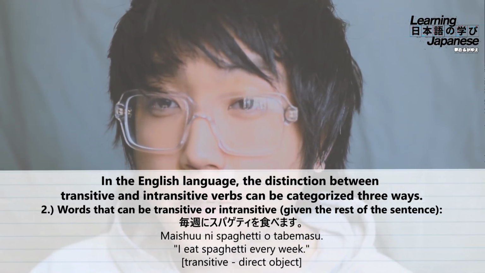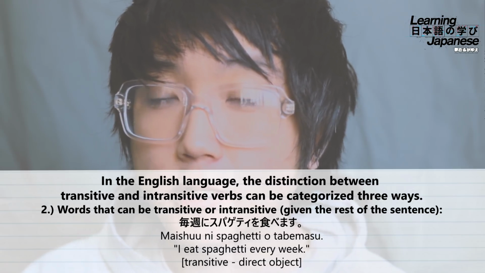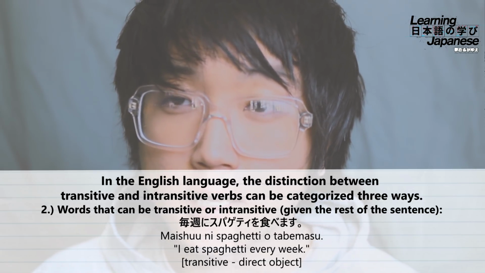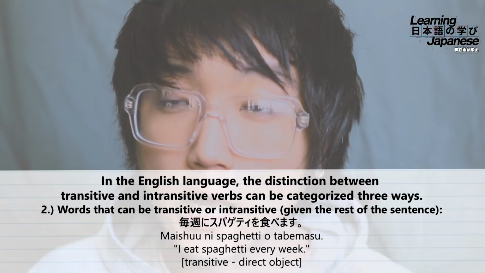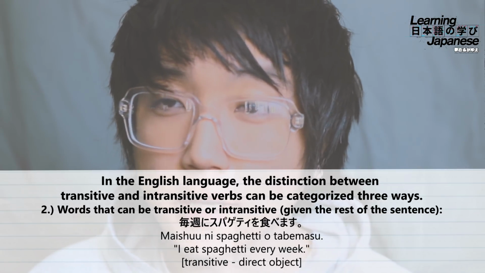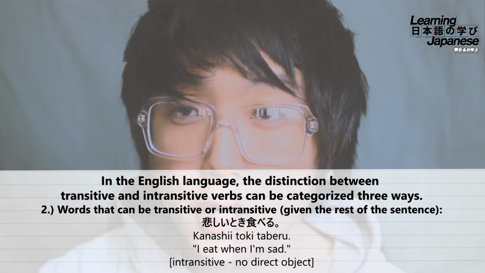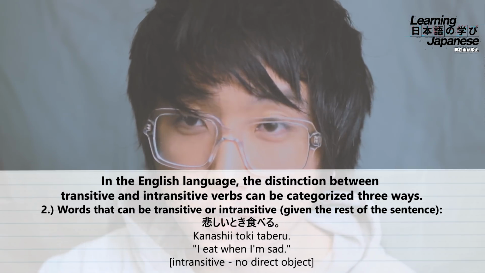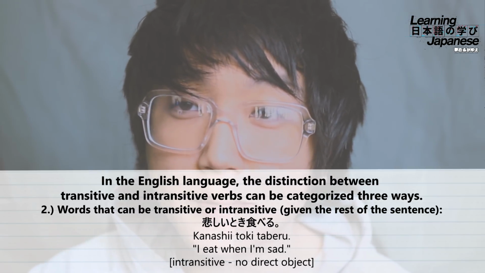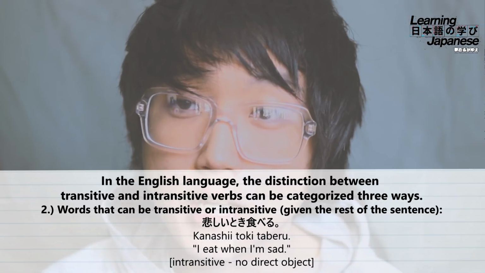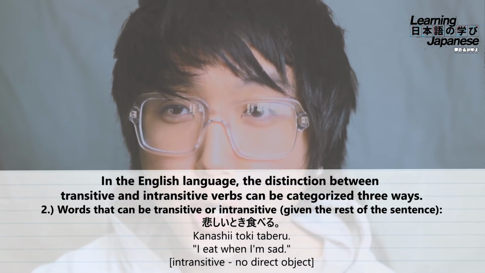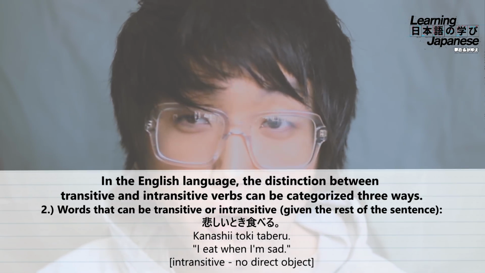We have the direct object marker o there, a big giveaway, marking it as a direct object, and then simply the verb taberu to follow up with it, conjugated to the masu form just because it's a polite sentence: tabemasu. Alternatively, kanashii toki taberu is just going to mean "I eat when I'm sad," and that's using it as an intransitive verb because you don't say what you eat. There's no direct object, you're just performing the verb yourself.